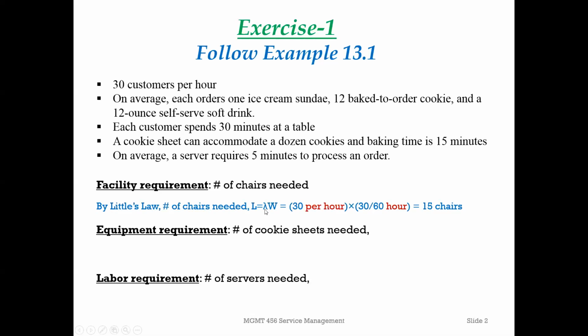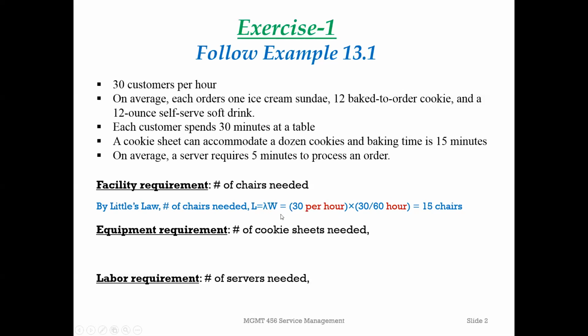These are the 2 pieces of information we need to calculate the number of chairs. If you read the question, the arrival rate is 30 customers per hour. This is given information. We also need to know the average time each customer will spend in the shop, which is W. W is about 30 minutes. But don't use 30 minutes directly. The key thing about using this formula is to make sure lambda and W have consistent time units.